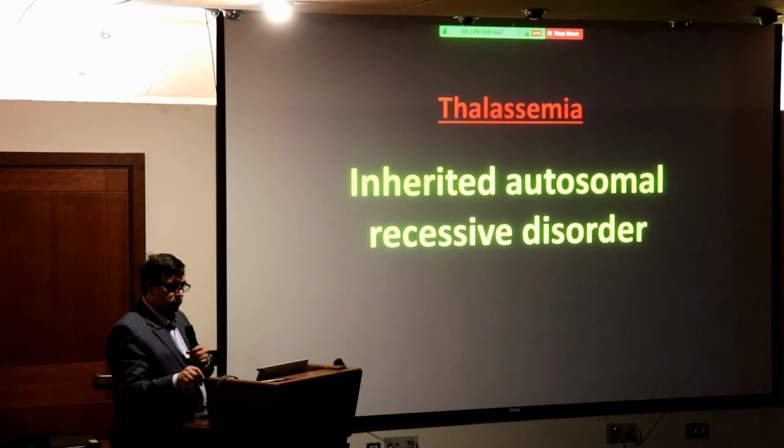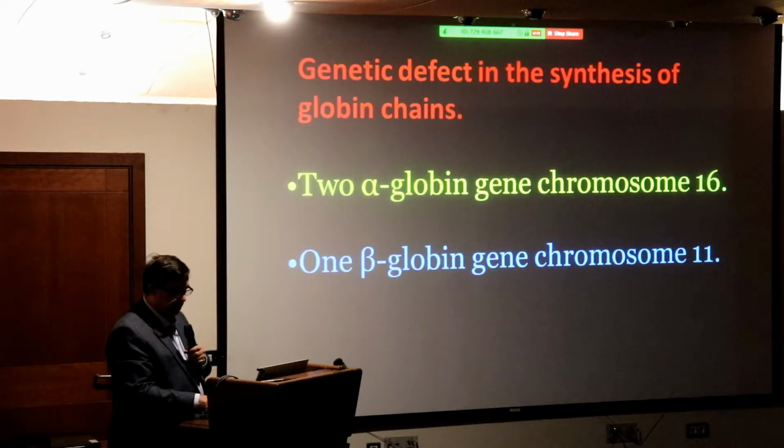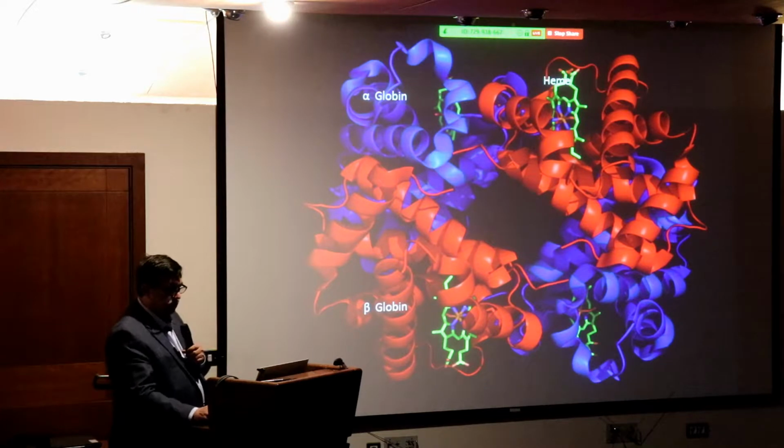It is an inherited autosomal recessive disorder, and it is due to a genetic defect in the synthesis of the globin chain. We have 2 alpha globin and 2 beta globin genes. The alpha globin genes are situated on chromosome 16, and the beta globin gene is situated on chromosome 11. So that's the picture. Hemoglobin is made of heme, 2 alpha globin chains, and 2 beta globin chains.